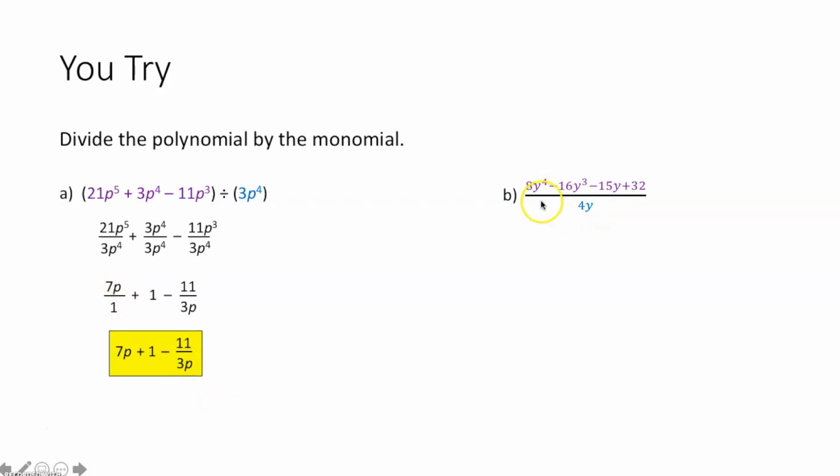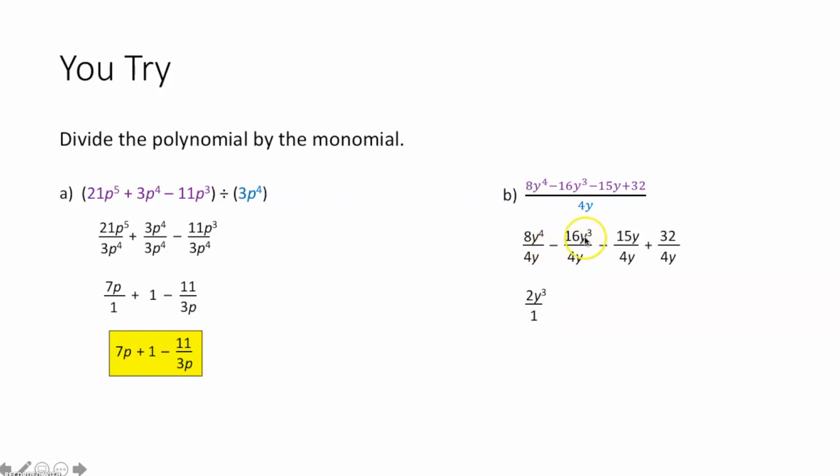Here, same thing. So we're going to take this monomial, put it under each term in the polynomial. So it looks something like this. Now, 8 over 4 simplifies to 2 over 1. There are 4 y's in the numerator, 1 in the denominator, so 1 cancels out, leaving 3 y's in the numerator. Here, 16 over 4 simplifies to just 4 over 1.